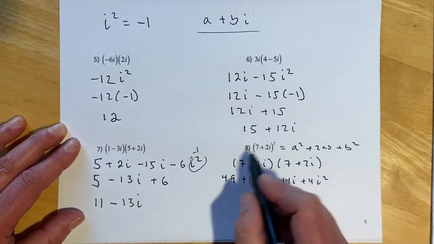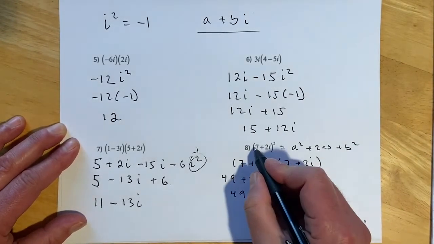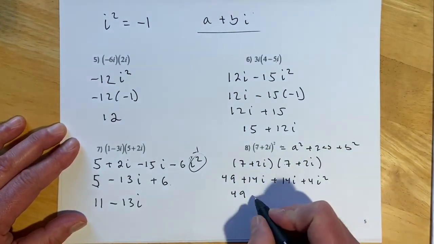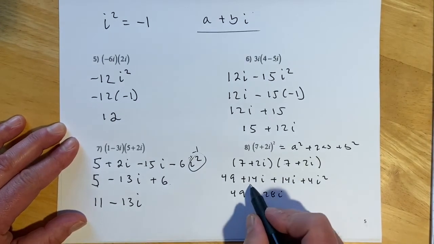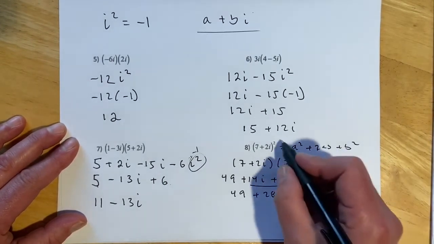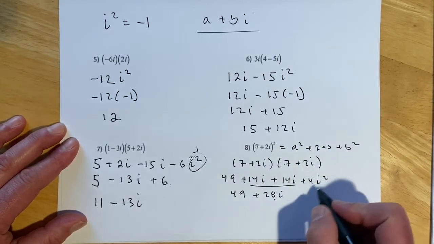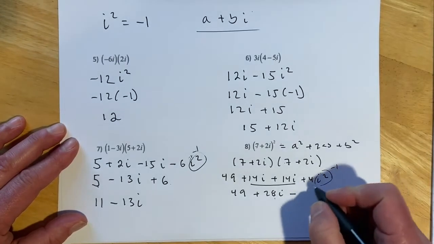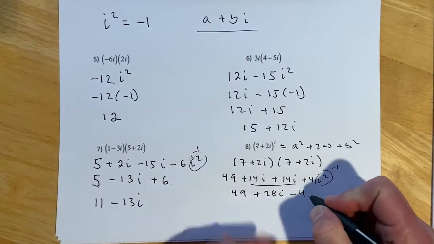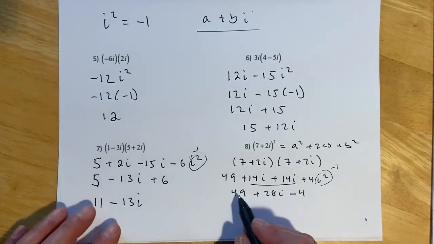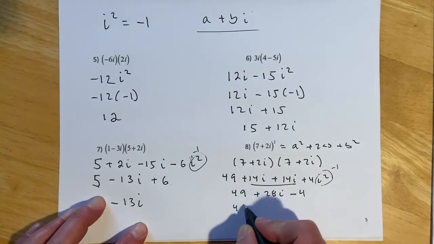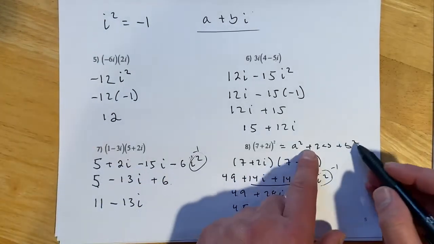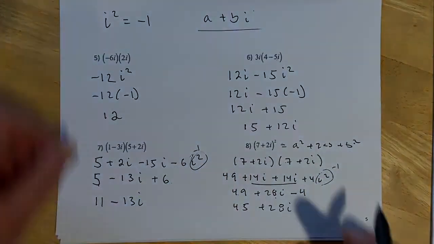So the other way I can do this is go 7 times 7, 49. 7 times 2i would be 14i, and then double it with this 2 from the formula, so that'd be 28i. And if you look, there's my 14i and 14i for 28i. And then 2i times 2i, there's the 4i squared on the end. And this time it's that i squared, so I'm going to write that -1 as minus 4. And then collect my terms, 49 and 4, and that would be 45 plus 28i. So you can either do this or just do the FOIL, and it comes out the same.